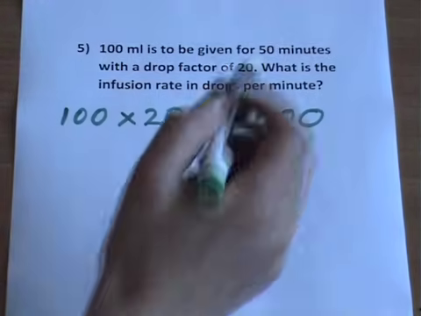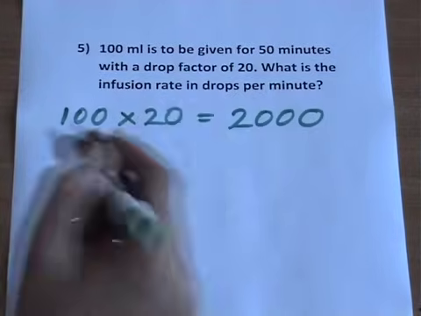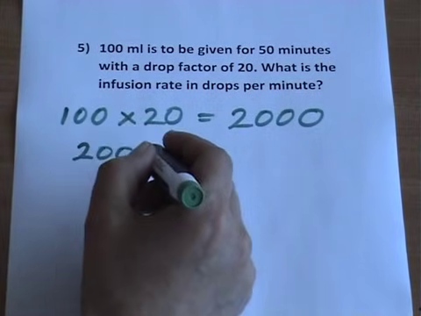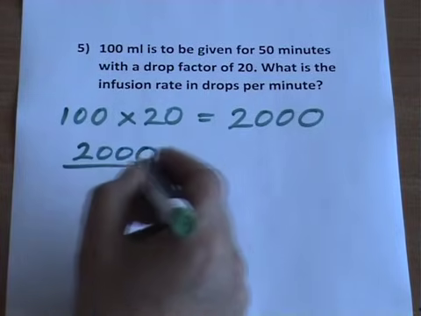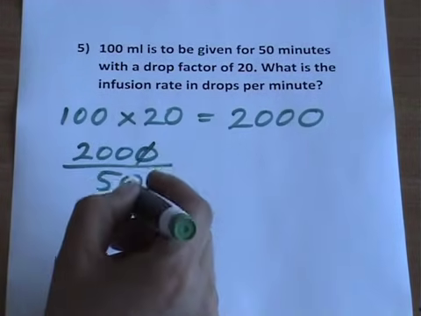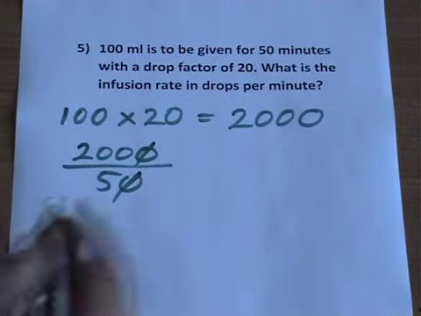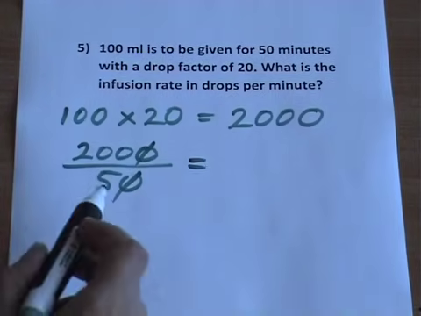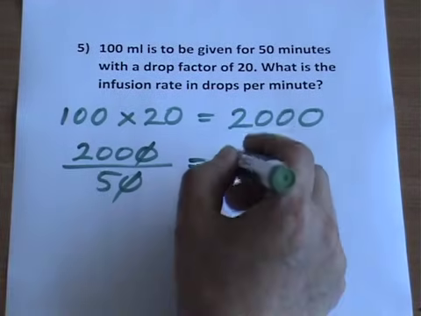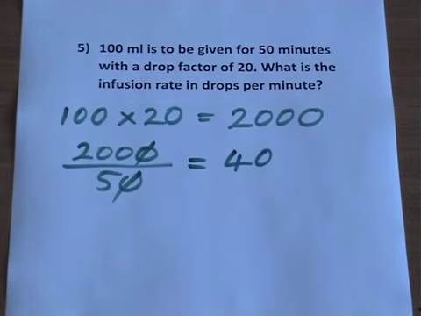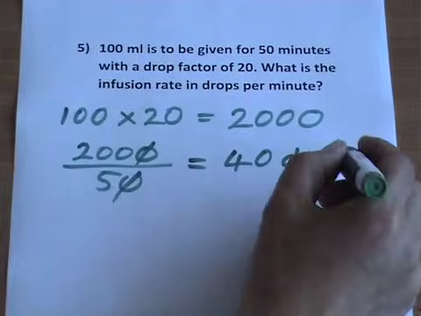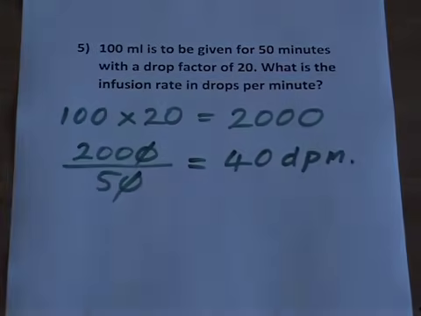And then we have no hours and just minutes. So we can take the 2,000 drops and divide it by the 50 minutes. I can cancel a 0 on top for a 0 on the bottom. And you should be able to see that 5's into 200 goes 40 times. And so our answer is 40 drops per minute. Nice and easy.